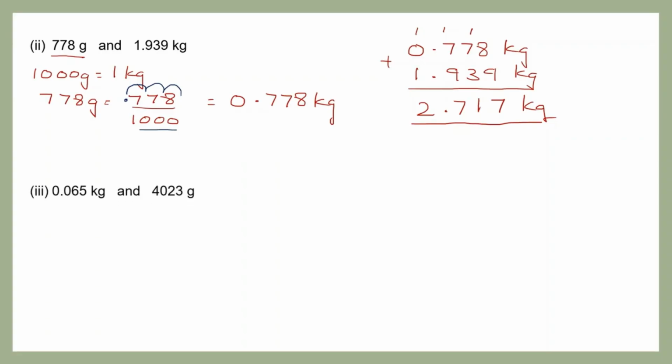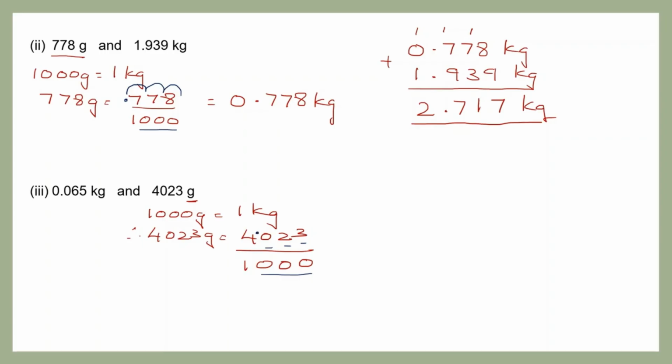Question 3. Check if both are in kilograms. The first one is, the second one is not, so we need to change that. So 1000 grams make 1 kilogram. Therefore, 4023 grams will be 4023 divided by 1000. 3 zeros, so the point moves 3 places to the left and comes here. So what do I get? I get 4.023 kilograms. Okay, now I can add up both these numbers.